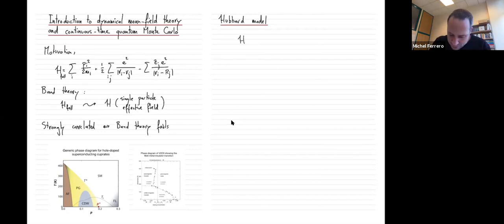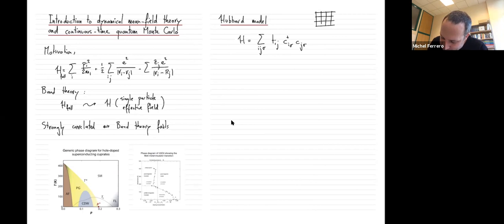So the Hamiltonian for the Hubbard model looks like this. It's written as a sum over indices i, j, sigma. I'll tell you in a second what all of these are. It has two terms. The first term is a kinetic term. Typically the Hubbard model is defined on some lattice. So we can think of it as being defined on a square lattice.